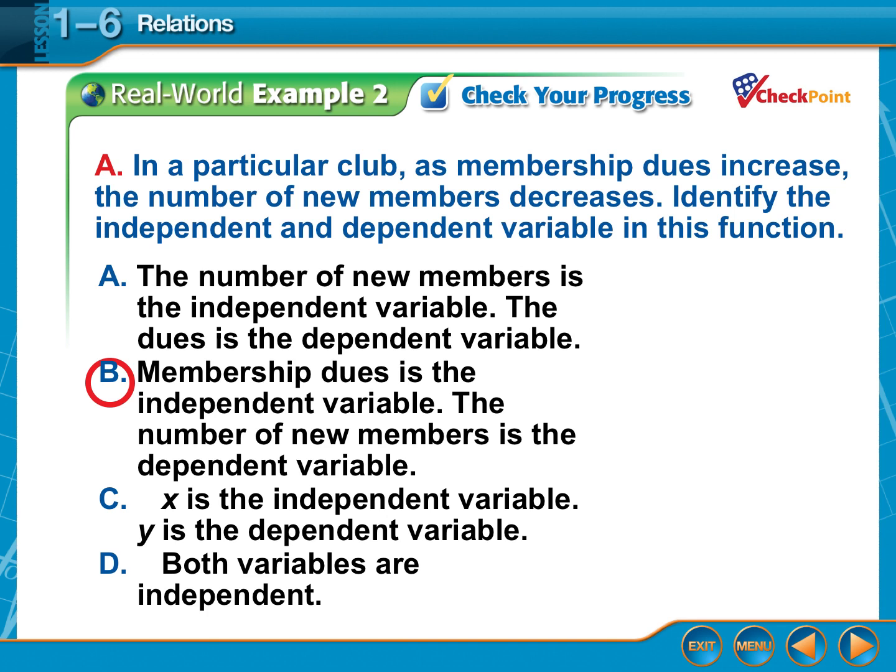This one, in a particular club, as membership dues increase, the number of new members. So what are our two variables? The membership dues and then members. Good. What is our independent variable? Membership dues. Because it's changing how many people come in the class. Good. What's our dependent variable? Number of members. Good.